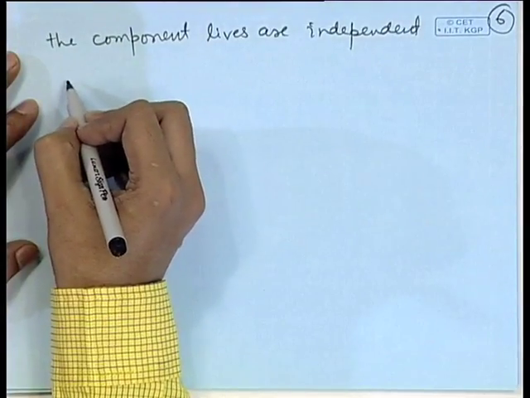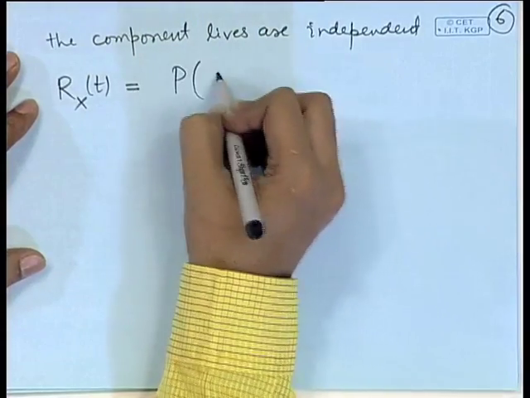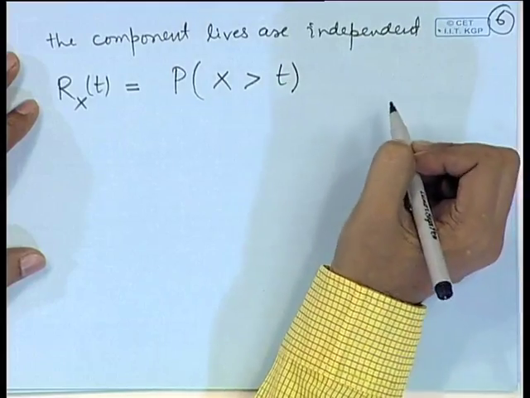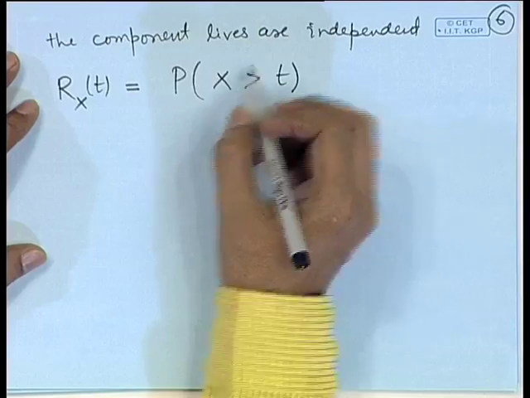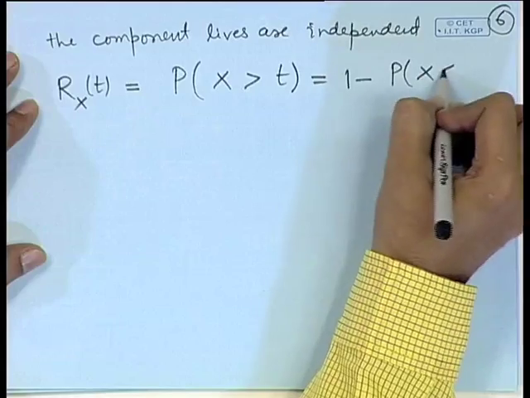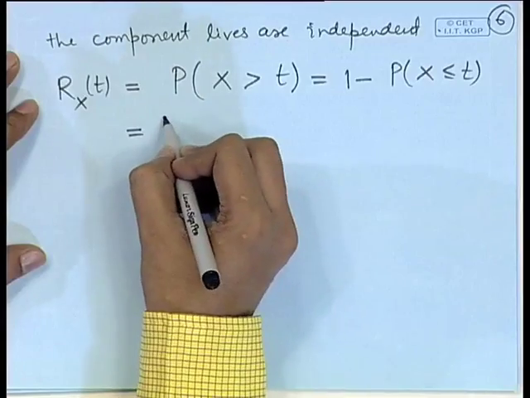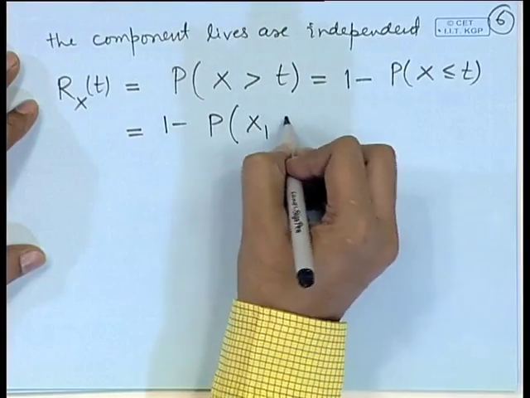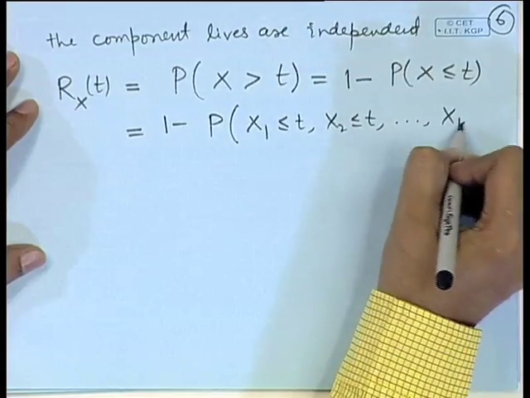Now, if we consider the reliability of the entire system at time t, this will function if any of the components is functioning. So, we can write it as 1 minus probability of x less than or equal to t. That means the system fails before time t. Now, the system will fail before time t if each of the components fails. That means it is equal to probability of x 1 less than or equal to t, x 2 less than or equal to t, and x k less than or equal to t.